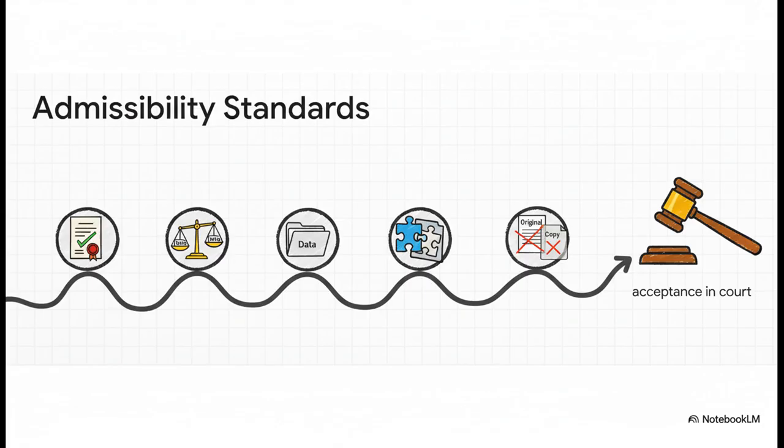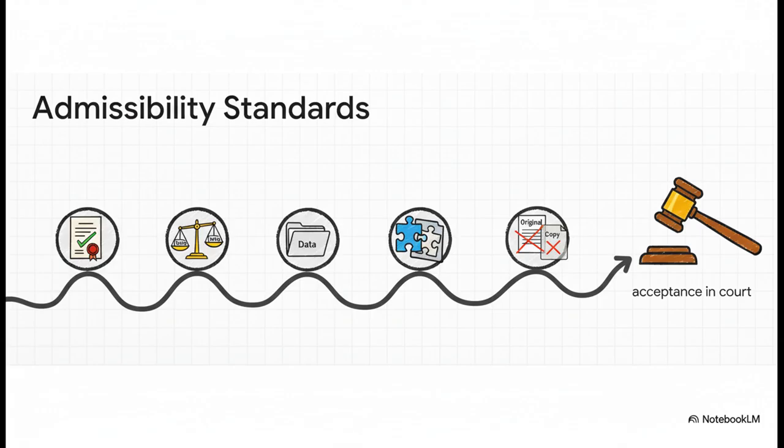So for any digital clue to even make it into a courtroom, it has to jump through a bunch of hoops. First, it has to be authentic and reliable. That means investigators have to prove it's the real deal and nobody's messed with it. It also has to be material, meaning it's actually relevant to the case. And then there's the best evidence rule, which usually means you need the original file, not just a copy.